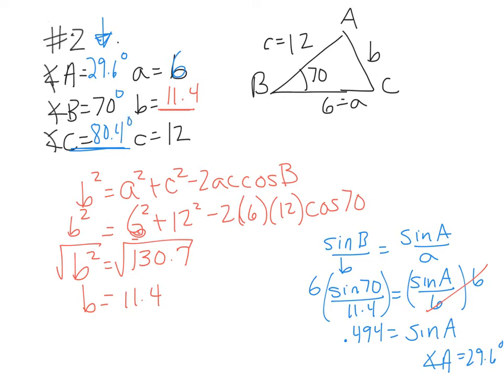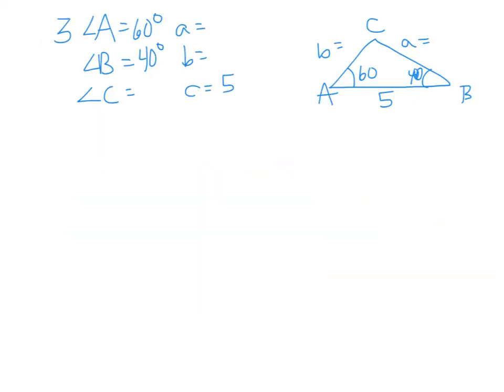That triangle is solved. Okay, so I've drawn out the things that we know on number 3, and we're going to try to solve this triangle. Again, we don't know two of the same letters, so we're going to use law of cosines.